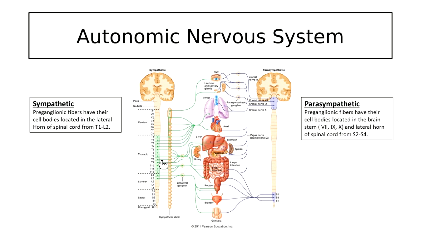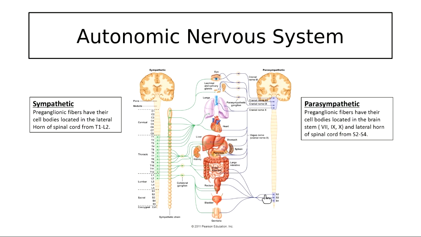The parasympathetic relaxes or slows down systems to conserve. Okay, it has a calming effect. Preganglionic fibers have their cell bodies located in the brainstem, and in the lateral horn of the spinal cord from S2 to S4, sacral. So they're coming off high and low. Nowhere in the middle, just high and low.